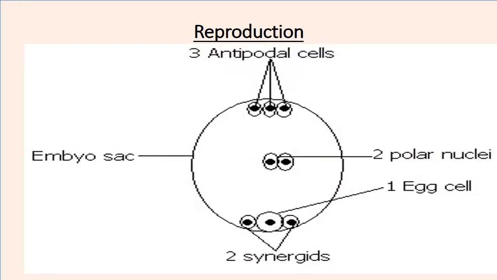This is how the inside of the ovule looks. As you can see, we have 8 nuclei here. 1, 2, 3, 4, 5, 6, 7, 8. Each nucleus contains a single chromosome for a given characteristic.